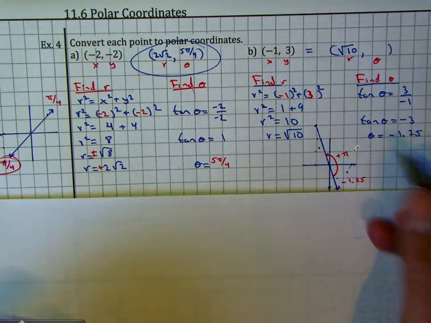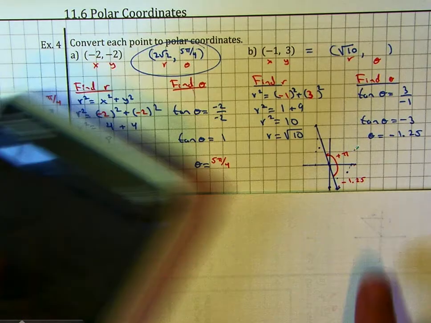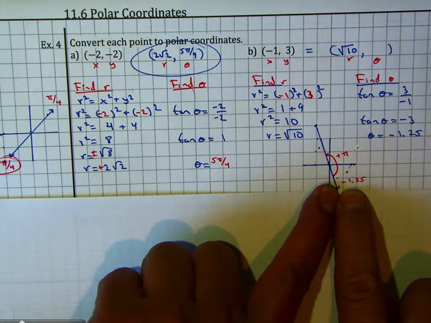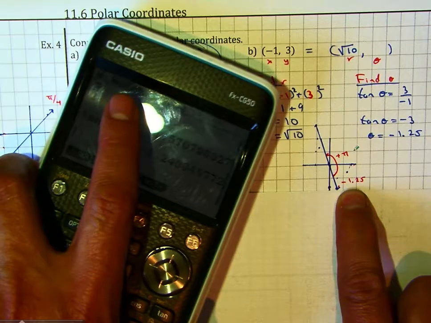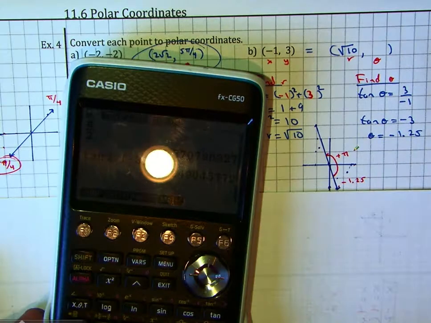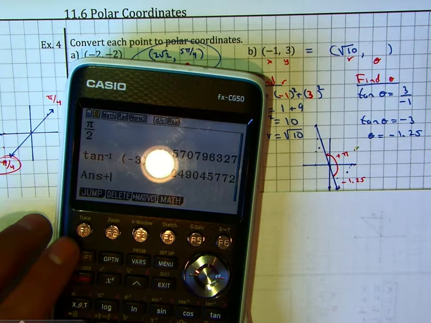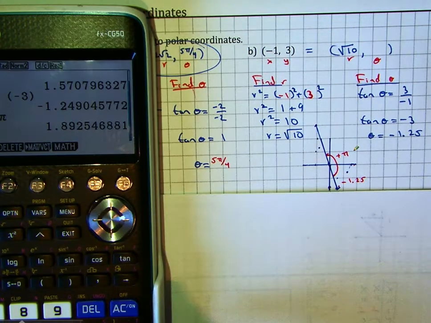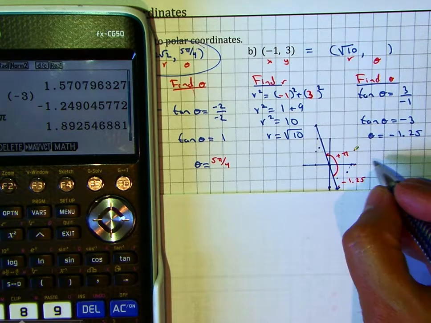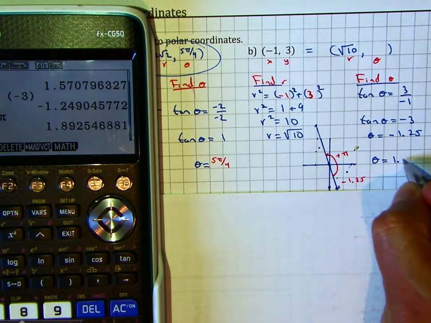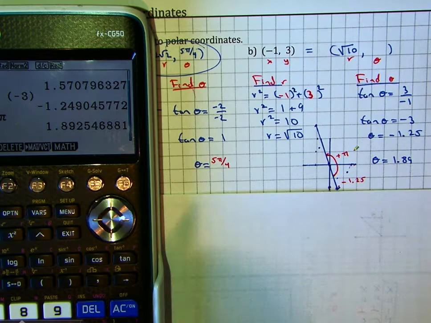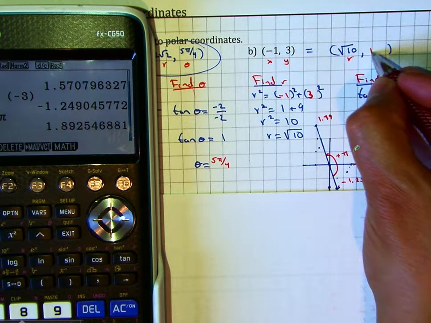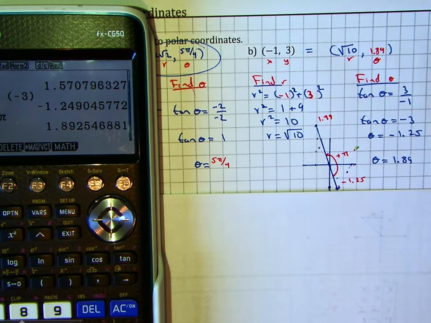plus pi, plus 180. Now, if this was the angle, you could have left it as negative 1.25, or you can add 2 pi. But because this is the angle, I need to add plus pi to end up with 1.89. So therefore, my actual angle that I need would be 1.89. And this will be your correct answer.